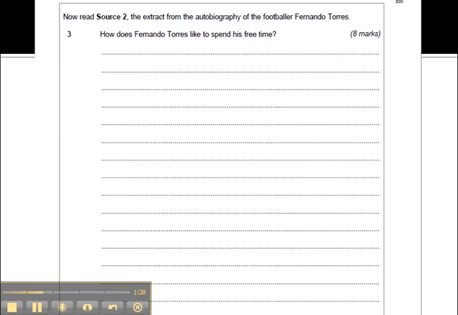Now, of course, you might get the opportunity to do that in your exam when you write about presentation, but particularly in the foundation paper, and this also applies to higher, it's this sort of question where you might need to show inference. In your mock, we had: how does Fernando Torres like to spend his free time? It was an 8-mark question, so a fairly chunky question. It'd be question 3 on the foundation paper that this will be helpful with.